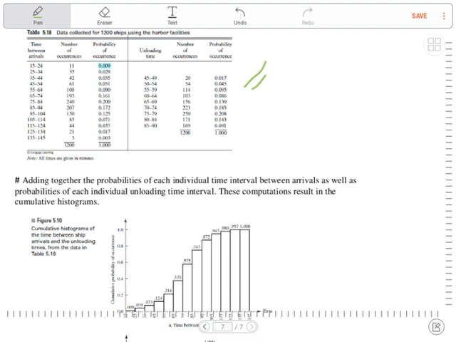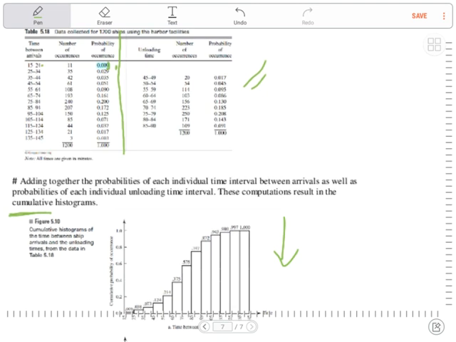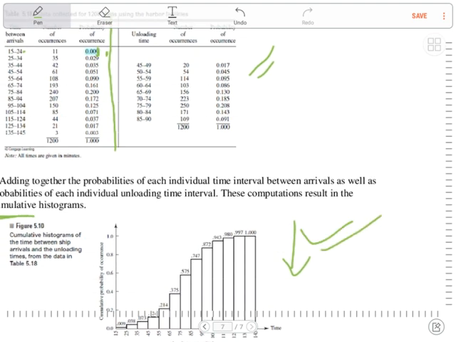So adding together the probabilities of each individual time interval between arrivals as well as the probabilities of each individual unloading time interval, these computations result in the cumulative histogram. So cumulative of greater than type, that means 0.009 was for the interval. Suppose I am considering only the time between arrivals, that means the time gap between successive arrivals of the ships. So 0.009 for the interval 15 to 24. This is a histogram controlling the time between arrivals.